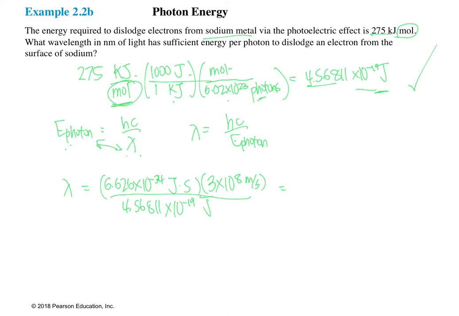And so when we do this math, we get that our wavelength is 4.35147 times 10 to the negative 7 meters. Only 3 are significant. Convert that into nanometers by multiplying by 10 to the 9, and we get 435 nanometers.